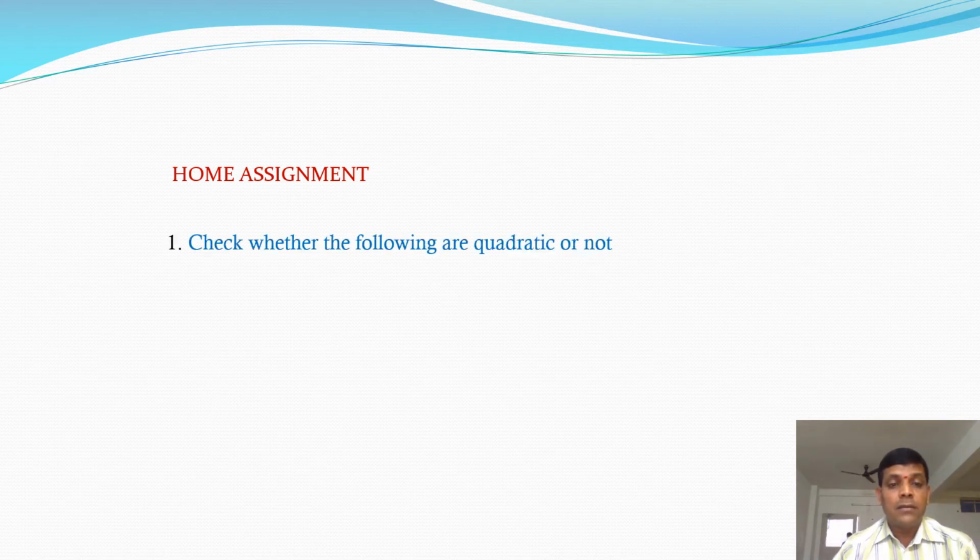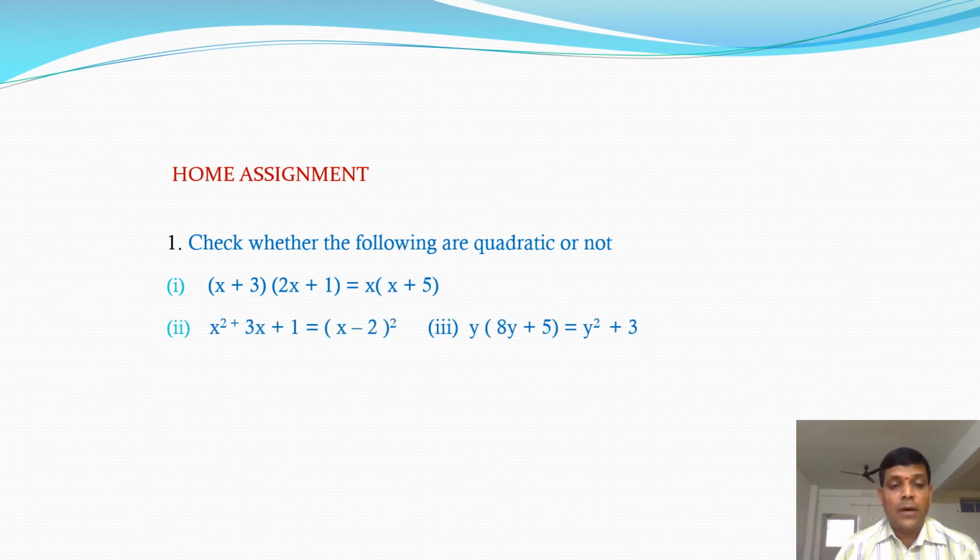So today's home assignment, I assign 3 questions. First one is check whether the following are quadratic or not. x plus 3 into 2x plus 1 equals x into x plus 5. And second one, x square plus 3x plus 1 is equal to x minus 2 whole square. And third one, y into 8y plus 5 is equal to y square plus 3.